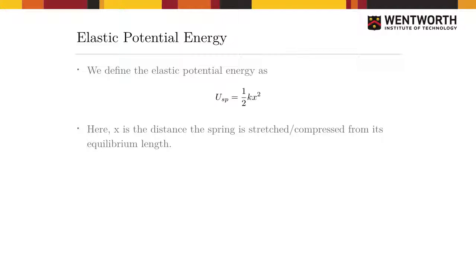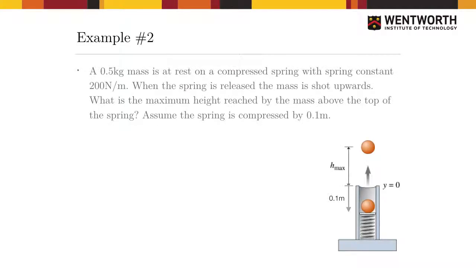Mathematically, we define the elastic potential energy as 1/2 kx squared, where k again is the spring constant, x is the stretch or compression distance from its equilibrium length. So let's do one more example. This time we'll neglect air resistance.